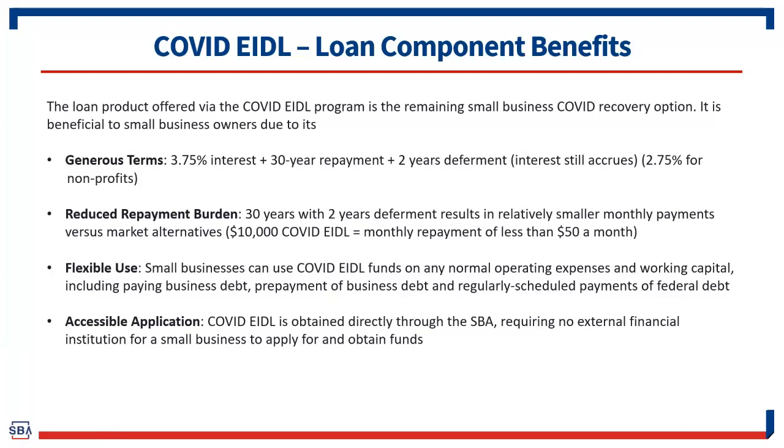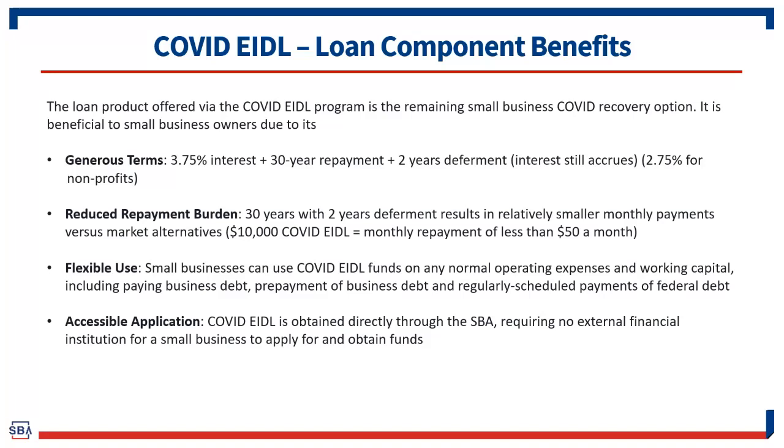With that comes a reduced repayment burden because you have 2 years of deferment. You have relatively smaller monthly payments versus some of the programs that you can get on the open market. Basically, if you have a $10,000 COVID EIDL loan, the monthly repayment works out to be less than $50 a month. So the SBA does try to make everything as affordable as possible for these programs.